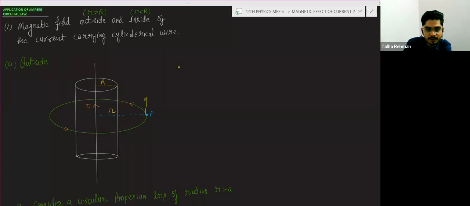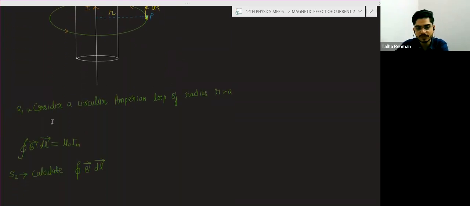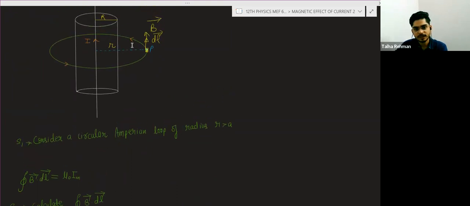Here the magnetic field will be B vector, and you take a small length of this loop, dl, and again calculate B dot dl. First step: consider a circular Amperian loop of radius r greater than a. So here you will consider a loop whose radius is greater than a, because we want to find the magnetic field outside. That is why we are taking a loop which is greater in size than this cylinder.